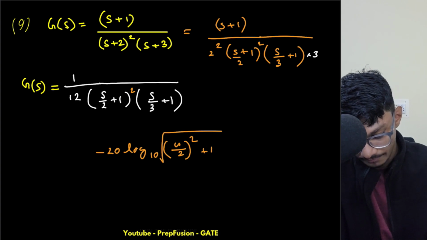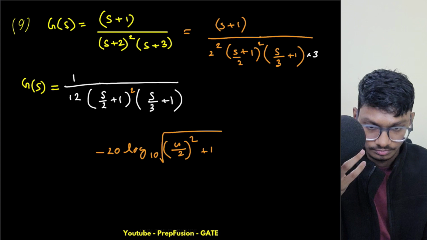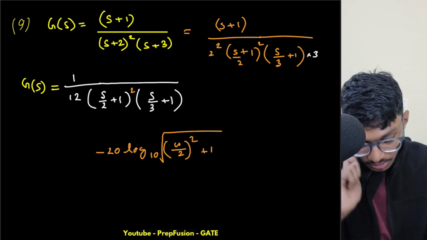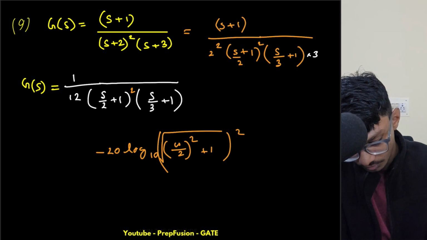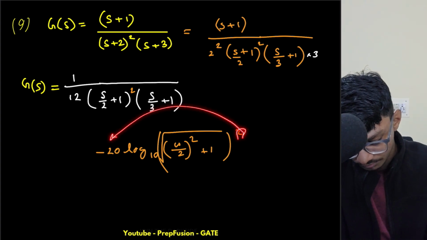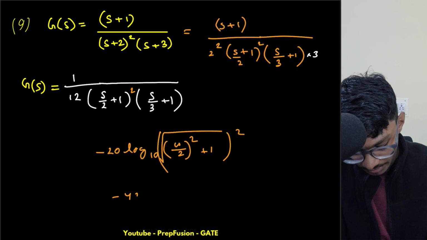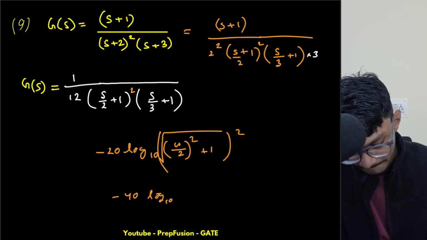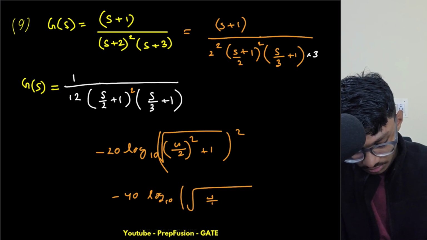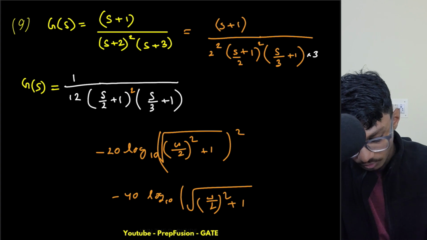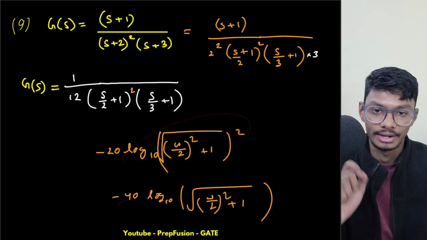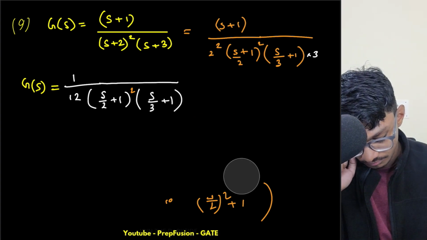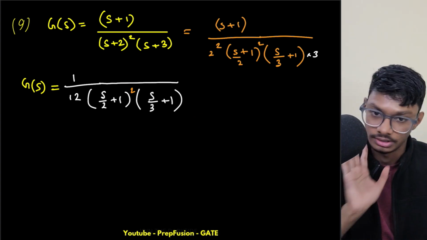Now how do we calculate the slope? There is also a square, so this will also be a square. Hence this 2 will come outside, so this will become minus 40 log base 10 of whatever is inside. Whatever slope I was getting for a single pole will become simply twice. So this is minus 40. Very simple, I hope you understand.